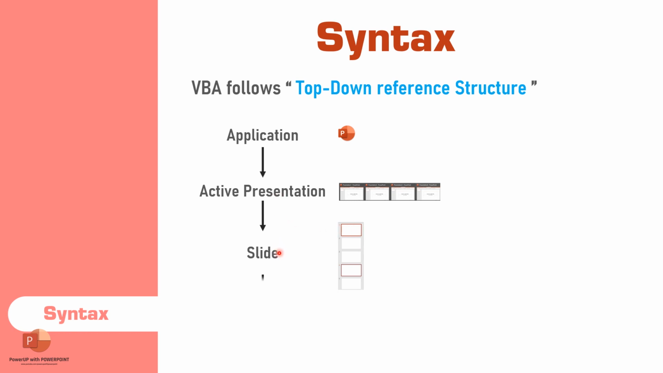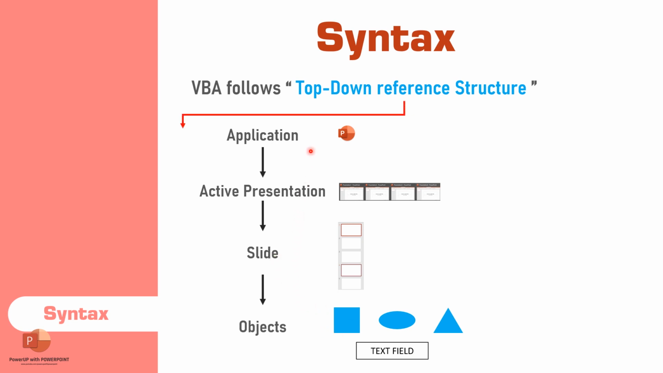After slides, we again go one step down and then refer to the objects in that slide. Here, the objects can be shapes like square, oval, triangle, etc., or they can be text fields as well. These objects will always be part of one particular slide. Now if we look at the tree, we started from the application level and then ended at the individual shapes. This is the top-down structure in VBA.